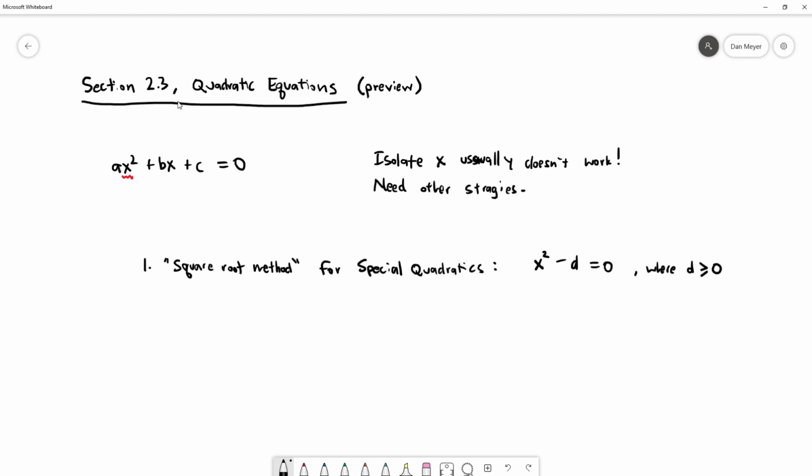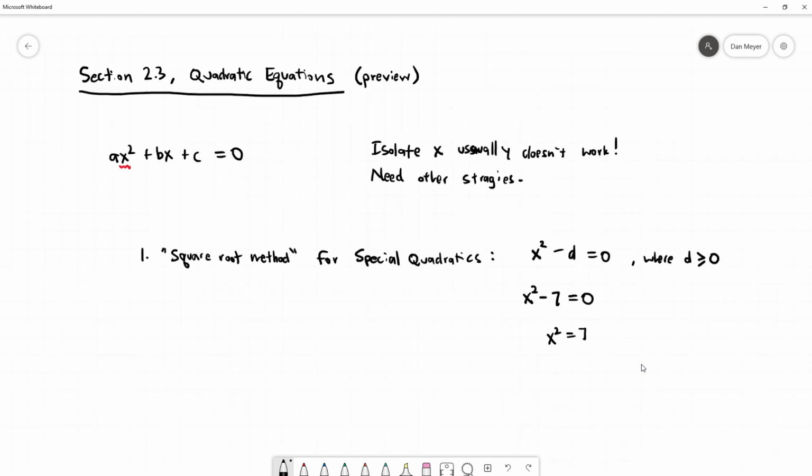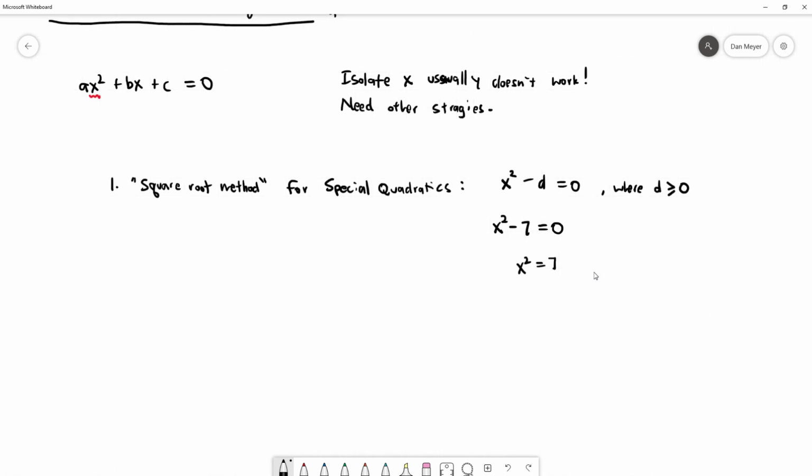All right, so let's just do an example here so we can see how that works, so we can maybe not worry about the fact that we don't know what d is. How about x squared minus 7 is equal to 0? All right, so here we can isolate the x squared. And then adding 7 to both sides of these equations, all right, we have 2 equivalent equations here.